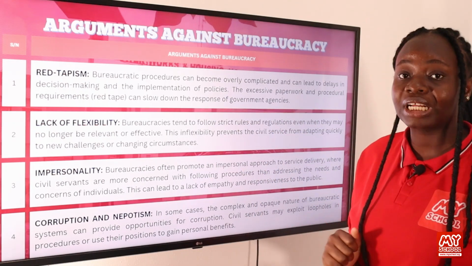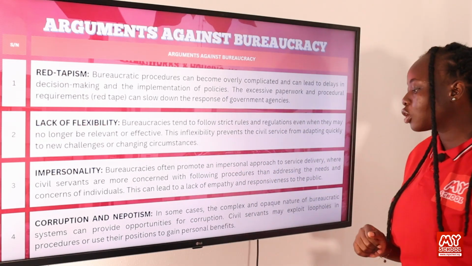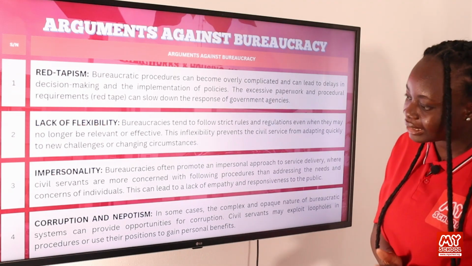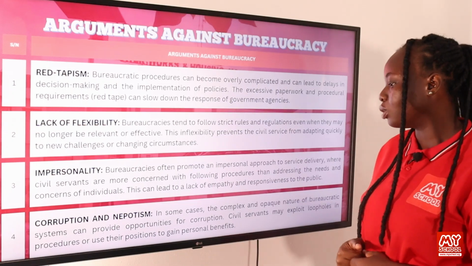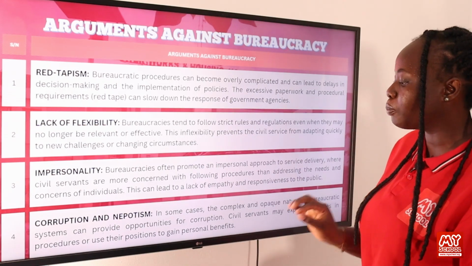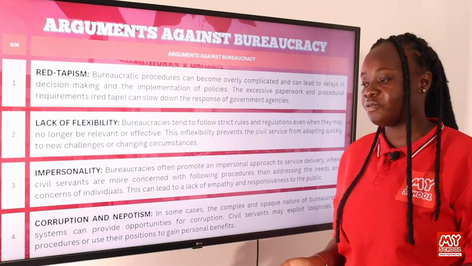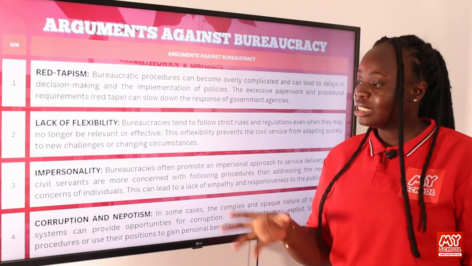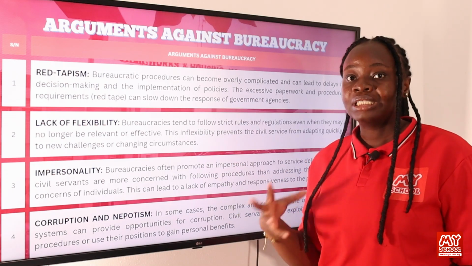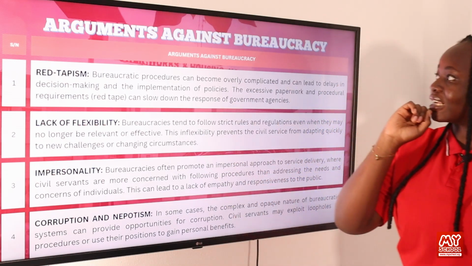We also have corruption and nepotism. In some cases, the complex and opaque nature of bureaucratic system can provide opportunities for corruption. So civil servants may exploit loopholes in procedures or use their position to gain personal benefits. So there is the problem of corruption. In a system such as this, corruption always sets in. It's a problem, it's one of the arguments against bureaucracy.